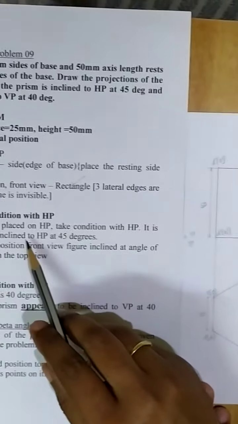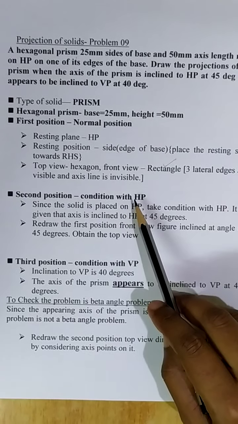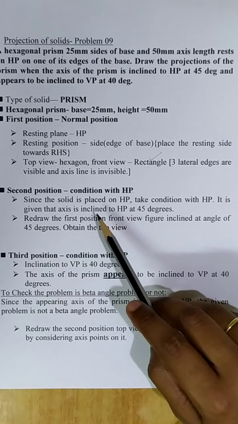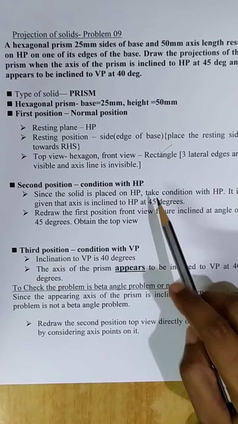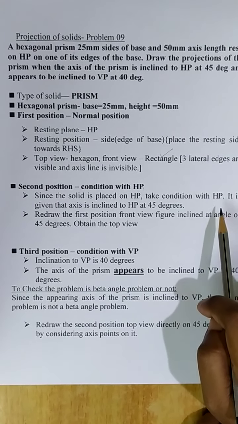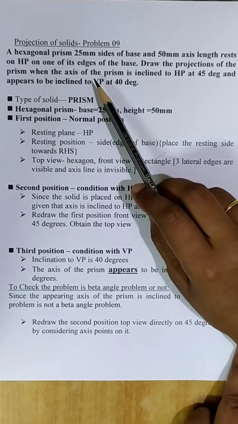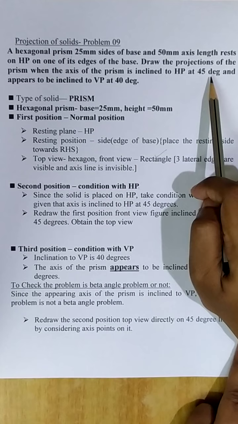Okay, so let us see what is the condition. The second position is the condition with respect to HP. Why do we need to take the condition with respect to HP? Because we have placed the solid on HP, hence you take the condition with respect to HP. What is the condition with respect to HP? In the question he has given that the axis of the prism is inclined to HP at 45 degrees.